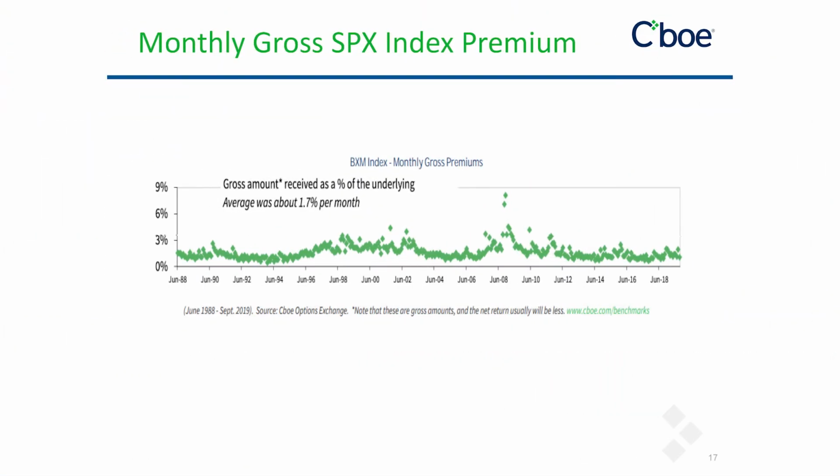Here's a visual on monthly gross premiums as a percent of the underlying S&P 500 over time. If we go back to 1988, on average, the gross premium collected as a percent of the S&P 500 level works out to 1.7% monthly. As you can see in the visual, premiums were very high late in 2008. They were relatively high in the late 1990s, as well as in 2011 and late 2015. This demonstrates the sensitivity of 1-month S&P 500 index option prices to more macro volatility.